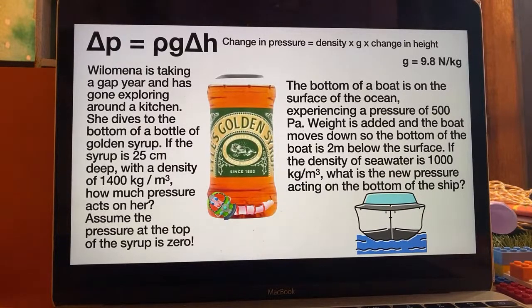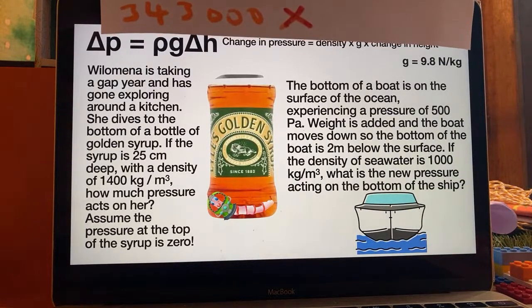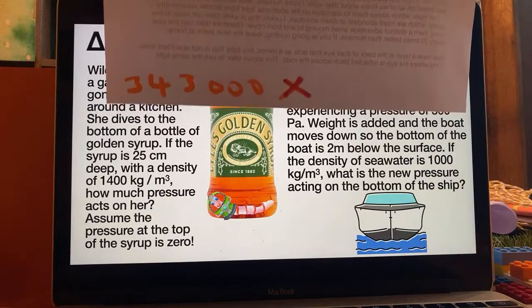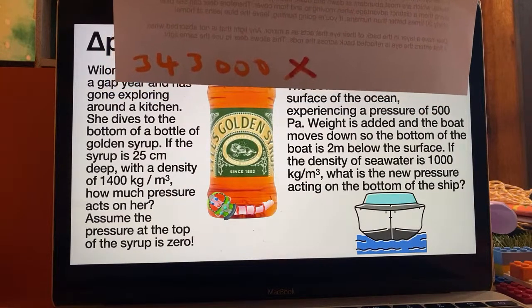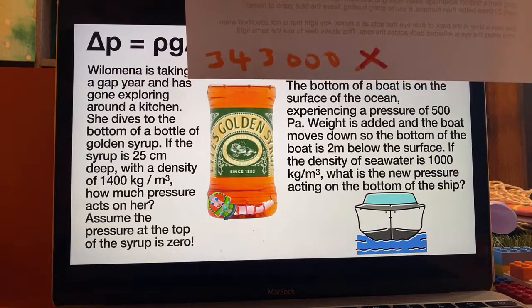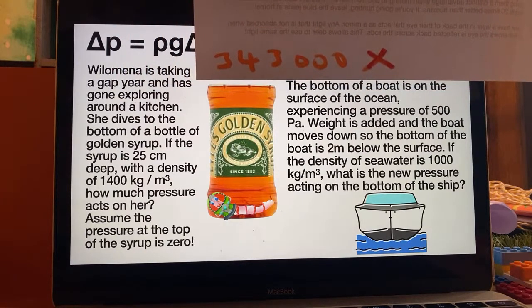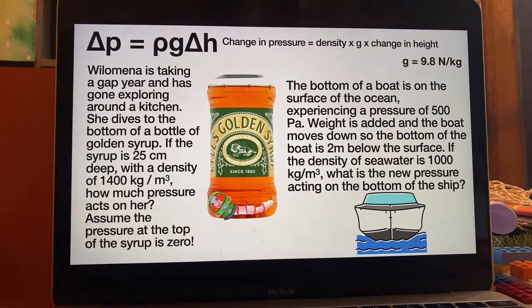Little public service announcement: if for the first one you've got the answer 343,000, that is not correct. What have you done? 343,000 is not the answer to the first one. You're close. You probably get a mark, but you've made a mistake. There's something you've forgotten to do.